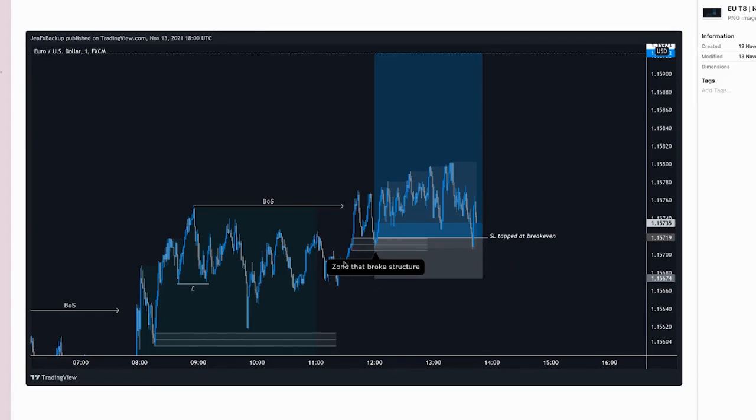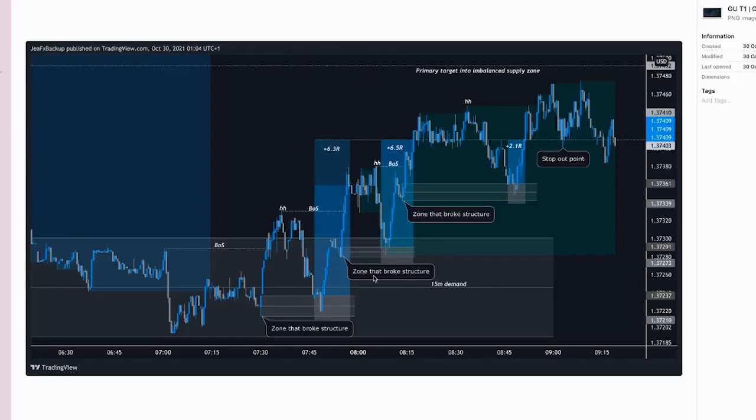In this example, we went with quite a far stop on this one. We had the entry coming in here, but there was another demand zone just underneath this where it says zone that broke structure. So I went and cleared that as well, and just about cleared the top area of this demand zone too. Now these ones are very clear, very solid trades.